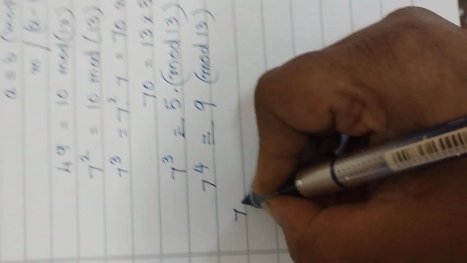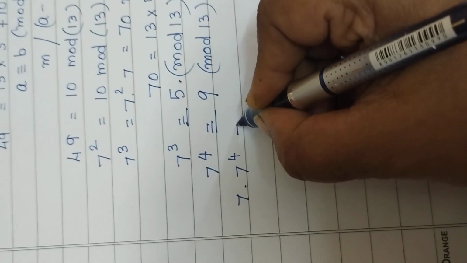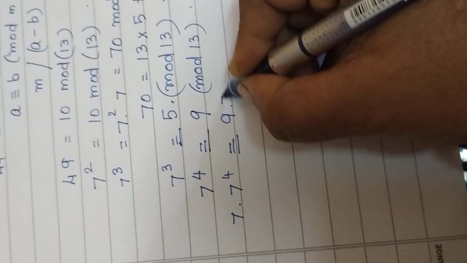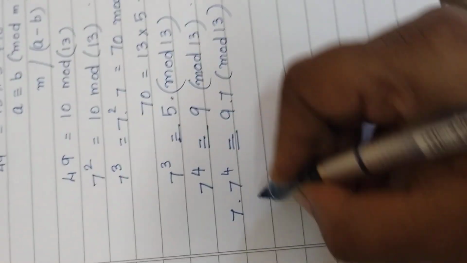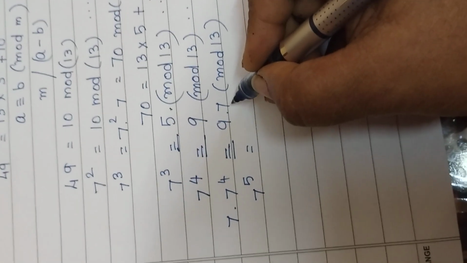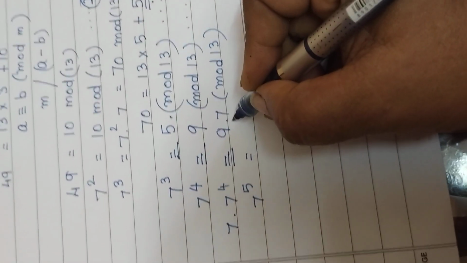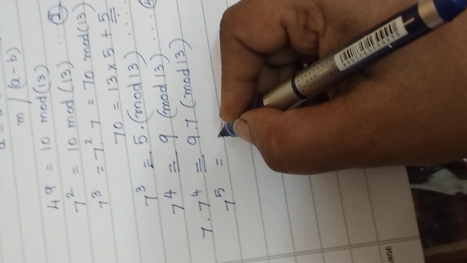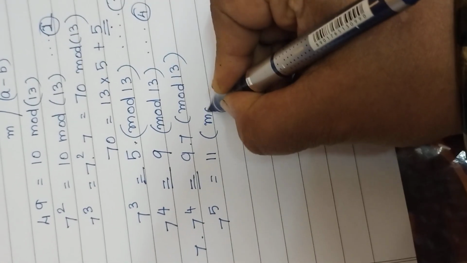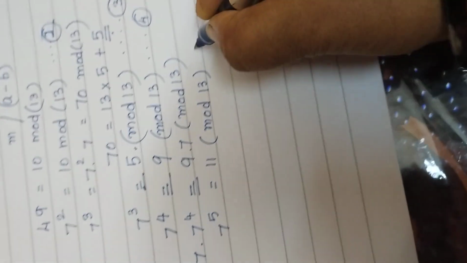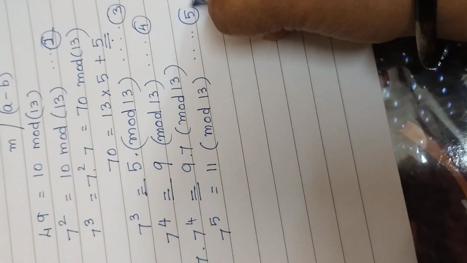So next one will be 7 into 7 power 4, which will be congruent to 9 into 7 mod 13. So this is going to be 7 power 5. 9 7s are 63. 63 I will have to divide by 13. So 63 divided by 13, I may get 13 into 4 is 52. 63 minus 52 will be 11. So I am writing it as 11 modulo 13. So this will be my fifth equation.